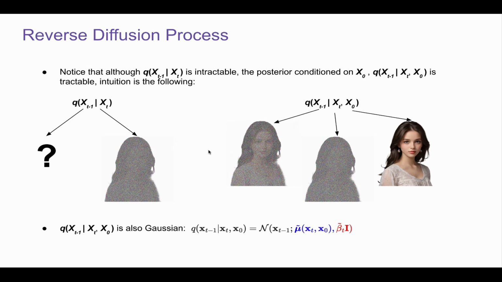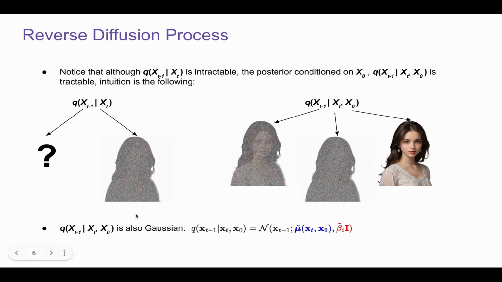Now, this is a very important insight. Notice that although q(xt minus 1 given xt) is intractable, the posterior conditioned on x0, which is q(xt minus 1 given xt and x0), is tractable. The intuition is the following. If you are given a very noisy image xt, and you are asked to generate a less noisy image xt minus 1, it's basically impossible, right? There are infinite possibilities. However, if you're given x0, which is the original image, and a very noisy image xt, then you're more comfortable getting xt minus 1, which is a less noisy image.